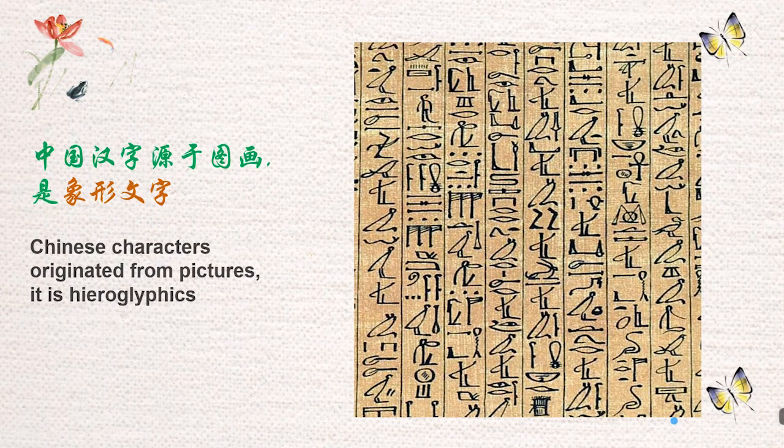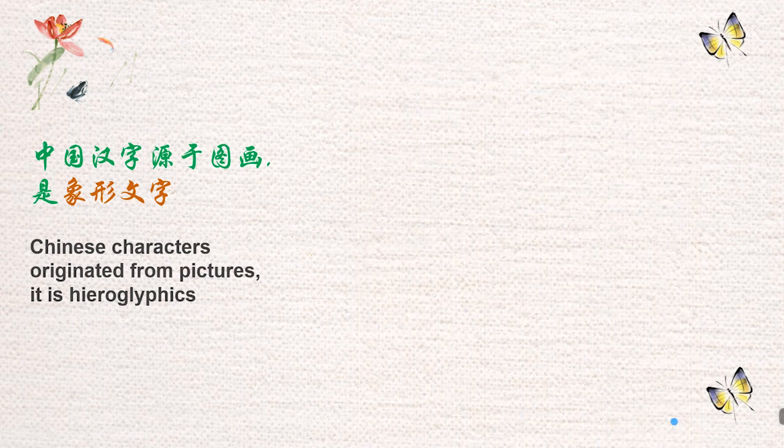Chinese characters originated from pictures. It is hieroglyphics. With thousands of years of evolution, now Chinese characters are made of components and strokes.